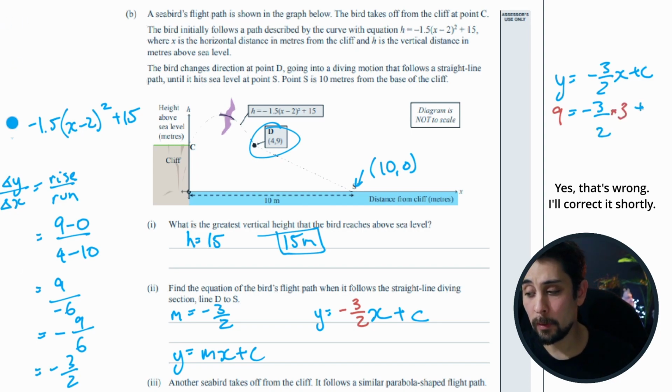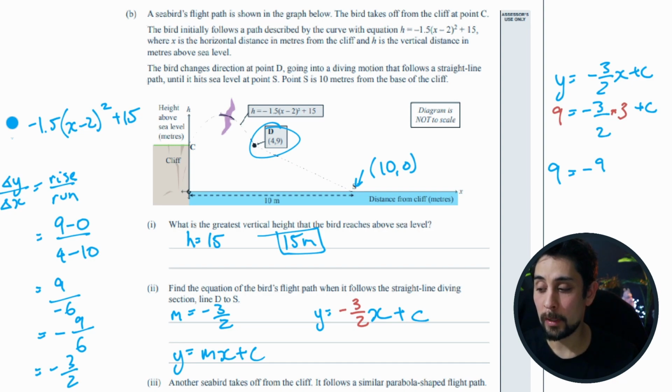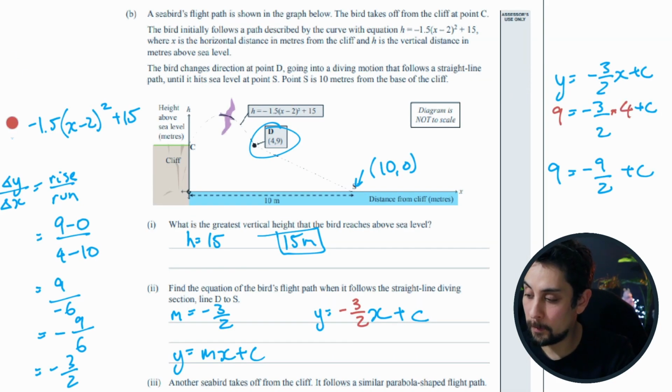And the c, we don't know what that is just yet. So we end up with 9 equals negative 9, that's 3 times 3 is 9, divided by 2 plus c. Have I done something wrong? Yes, I have. That's a 4, not a 3. This one here needs to be a 4.